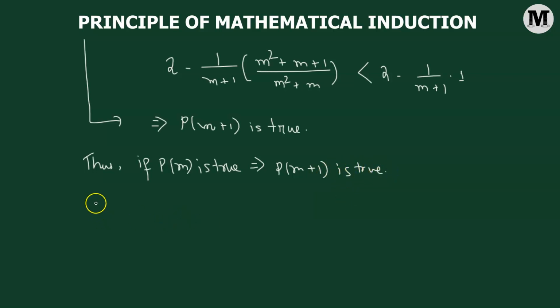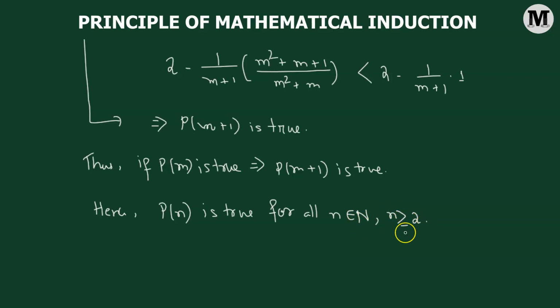So we can generalize this and finally say that our original statement P of n is true for all n belonging to the set of natural numbers. That means any natural number that we pick up, it's going to be a true statement, with the condition that n is greater than or equal to 2. Any n value, the natural number must be greater than or equal to 2. Hence proved.